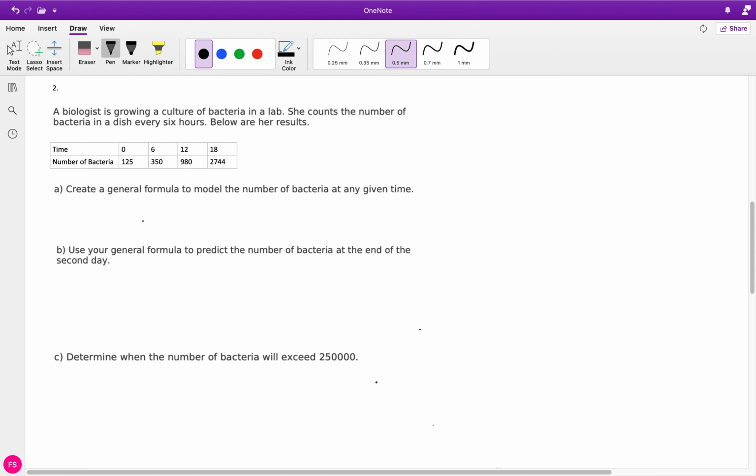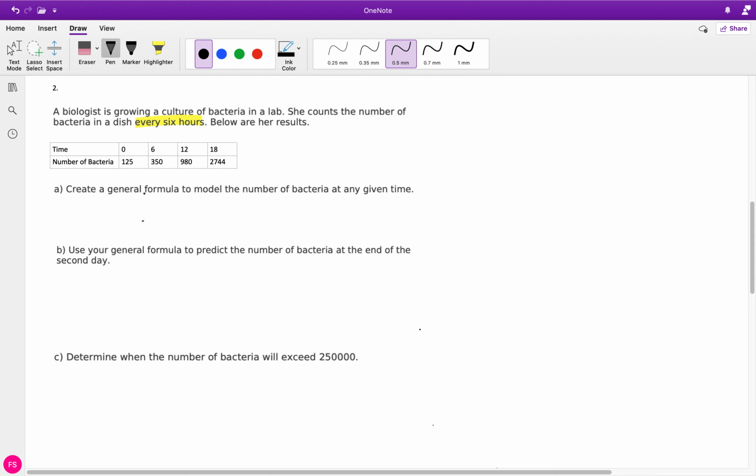This question is about a biologist. This person is growing a culture of bacteria in a lab. She counts the number of bacteria in a dish every 6 hours. This is important. I'm just going to highlight it: every 6 hours. So this is her result, or his result. Time 0, 125. After every 6 hours, the number of bacteria is 350, then 980, and when it's 18, it's 2744.